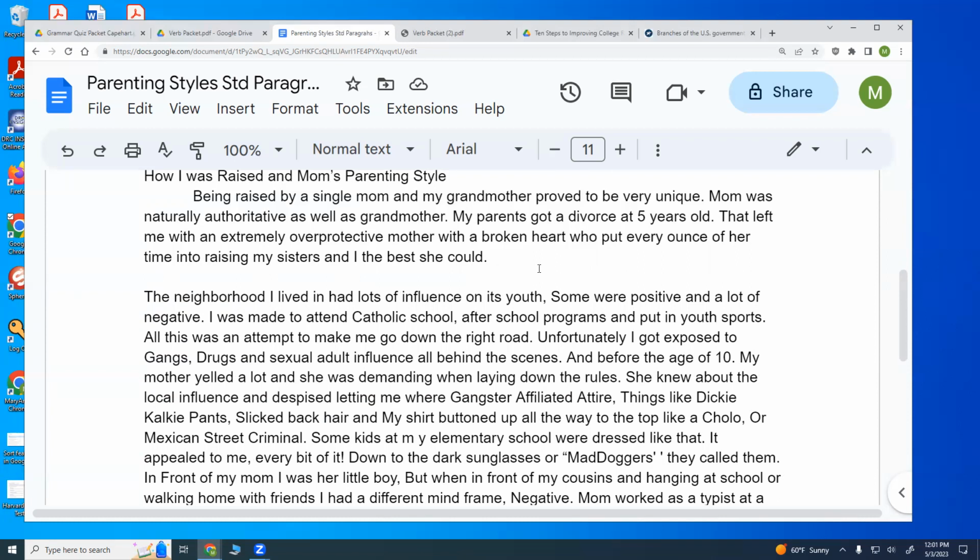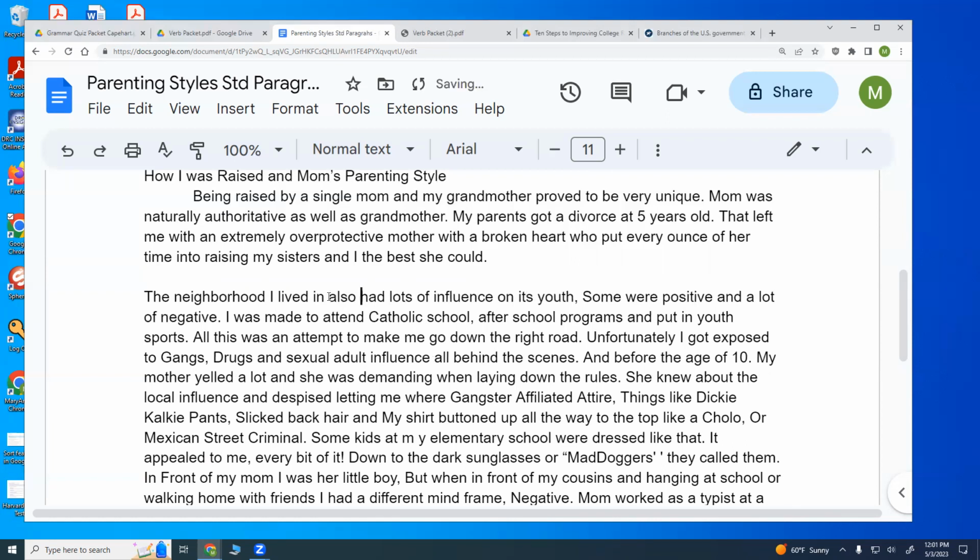I would go here and say, "The neighborhood I lived in also". So we're still sort of on this parenting, you know, how to grow up. What are the influences on children? So one is the parents, the caregivers and parents. Some are positive, a lot were negative. "Neighborhood also had lots of influence on its youth. I was made to attend Catholic school, after school programs, and put in youth sports. All this was an attempt to make me go down the right road." And here comes the turning point in this young man's life.